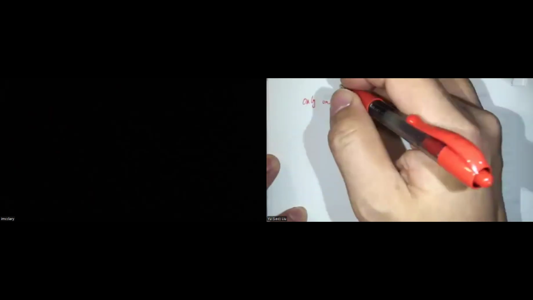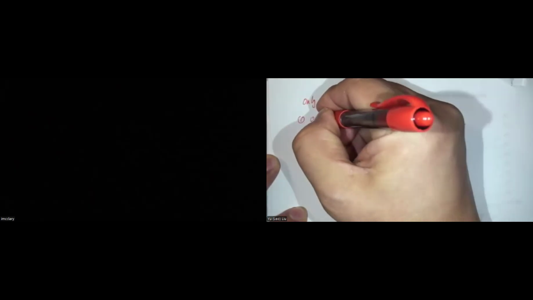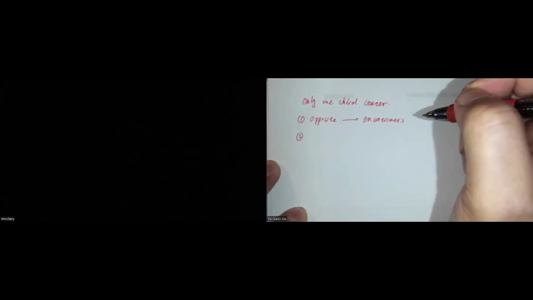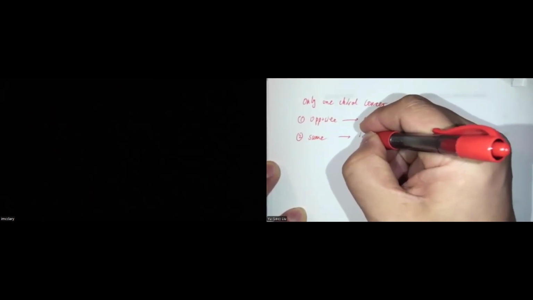So if these two chiral centers are opposite, one's R, one's S, then the two molecules will be enantiomers. If these two have the same chiral center, the same configuration, then we call them identical, like I showed in the last example, okay.